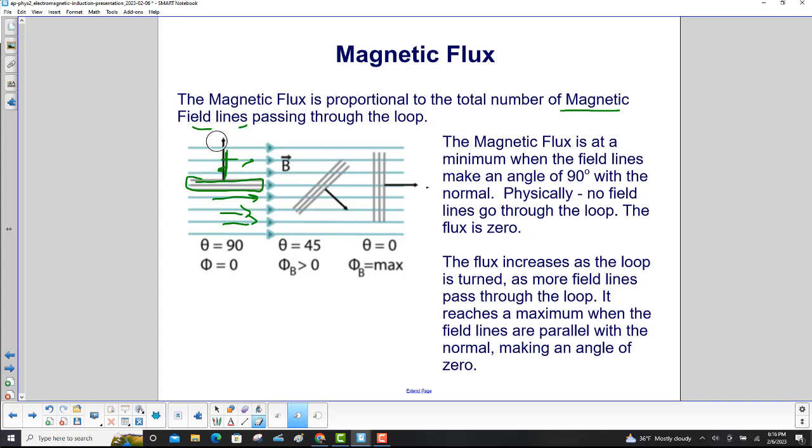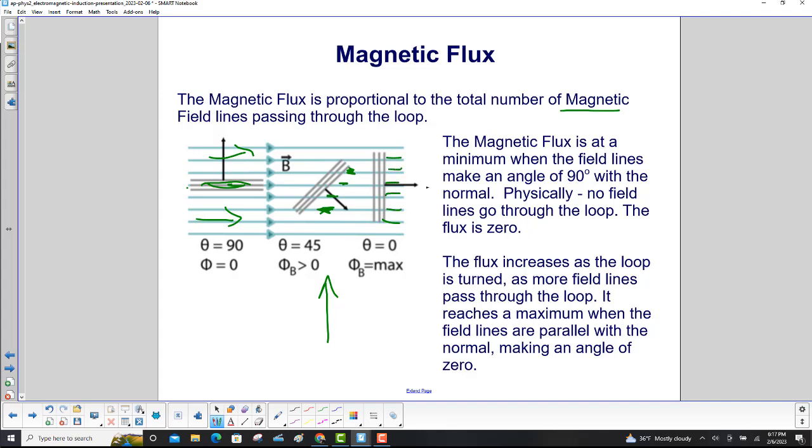So let me just go ahead and erase all that stuff. Physically, no field lines go through the loop, right? Here's the loop, and all the field lines are going right by it, so there's zero flux. The flux increases as the loop is turned, as more field lines pass through the loop. So let's look at this first one. We're at 45 degrees. Got 1 line, 2 line, 3 line, 4 line, and a little bit more. Here, when you go to theta equals 0, 1, 2, 3, 4, 5, 6, so there's more.